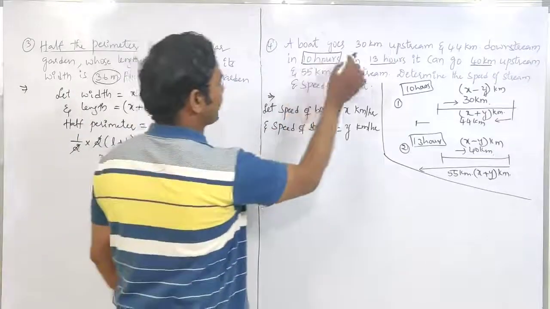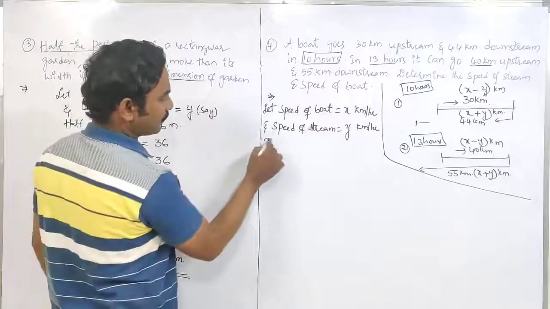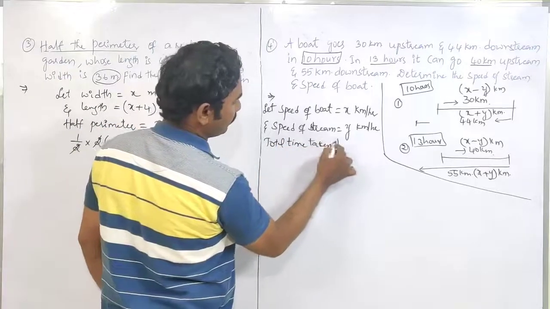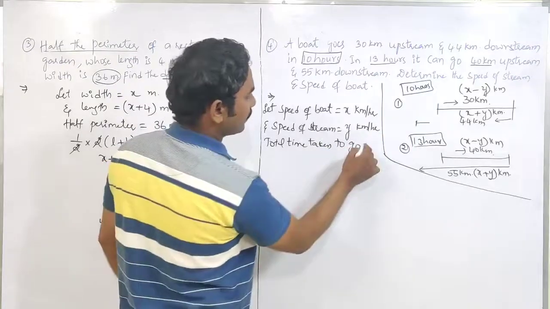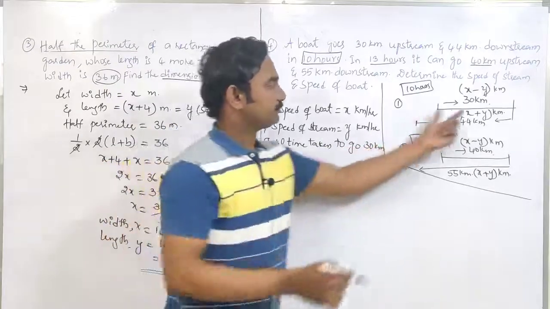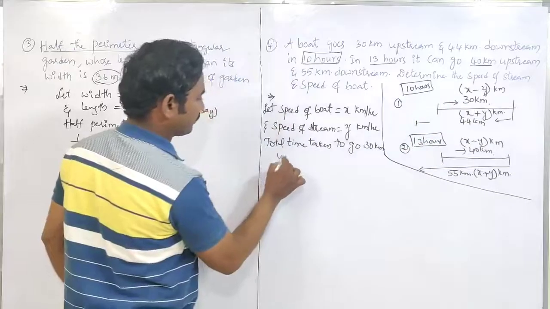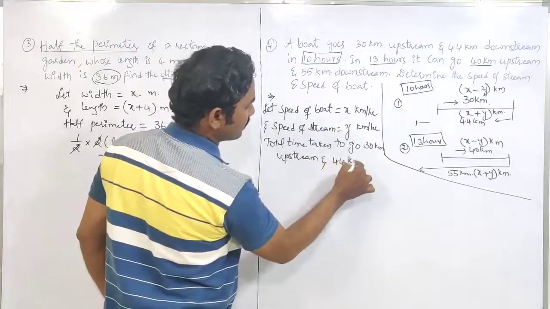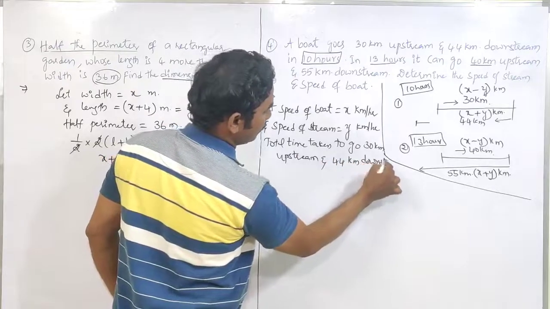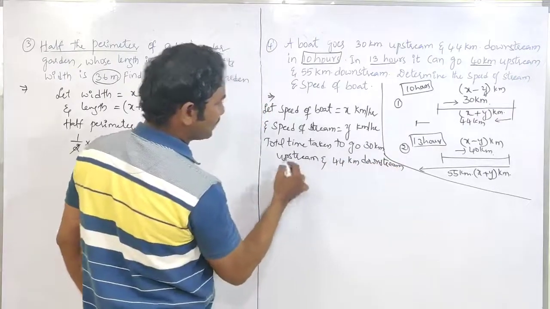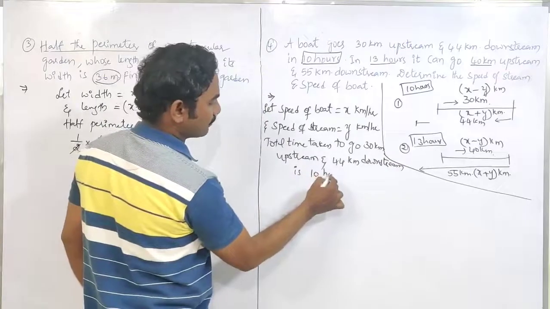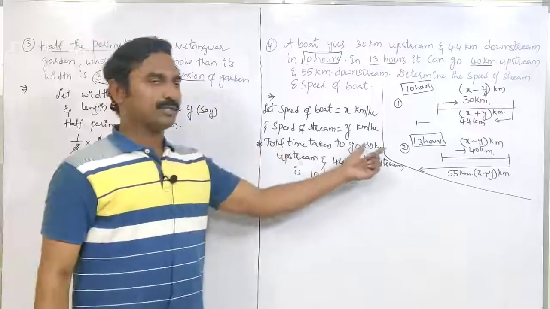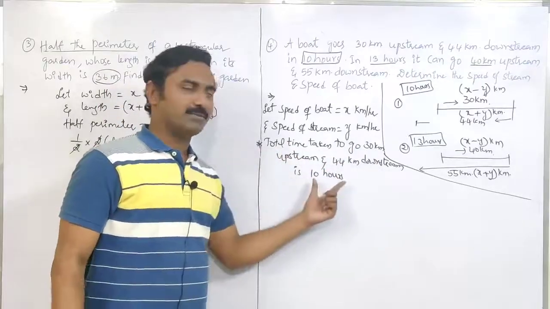So total time in the first condition. What is the first condition? Total time taken to go 30 kilometers upstream and 44 kilometers downstream is 10 hours. This is the first hint we got.